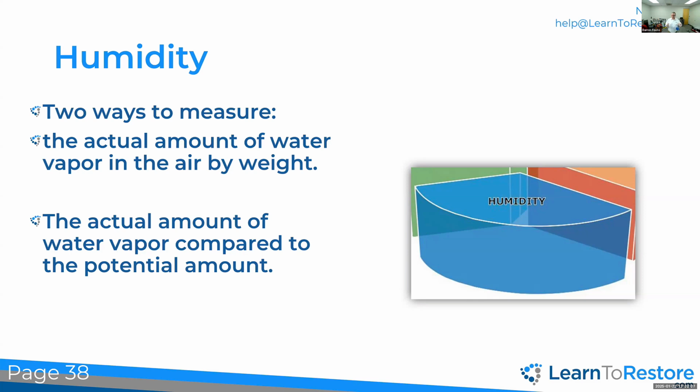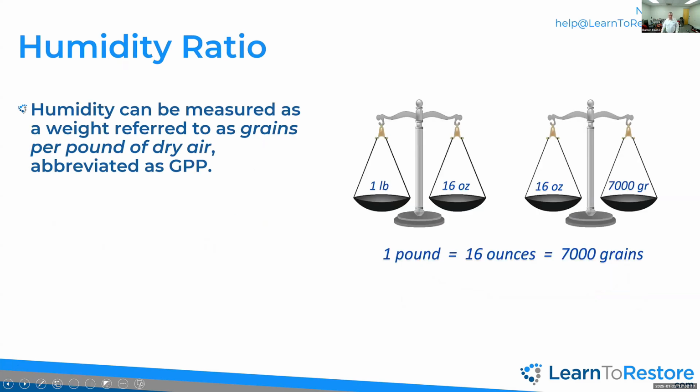So we're going with that. Let me know if that helps or not. We're not done with that one yet either. We're going to do several examples on this moving forward. As we talked about, the humidity ratio, or the GPP, is the first way to measure it. It is the actual amount of water, the weight of water in the air, measured in grains per pound of air. I'm going to show you more on this in a moment.